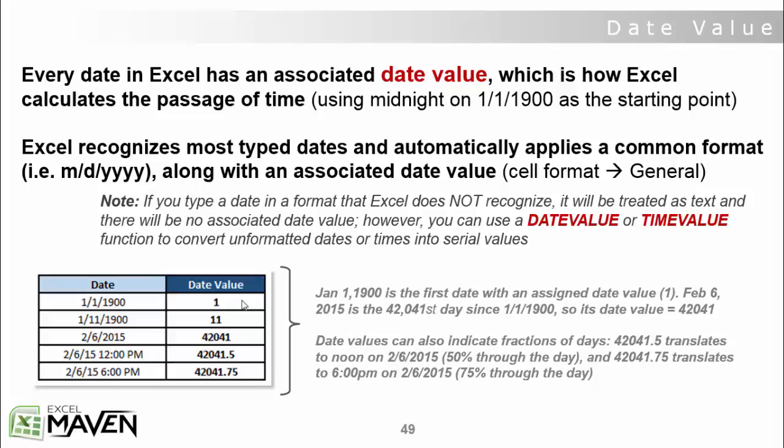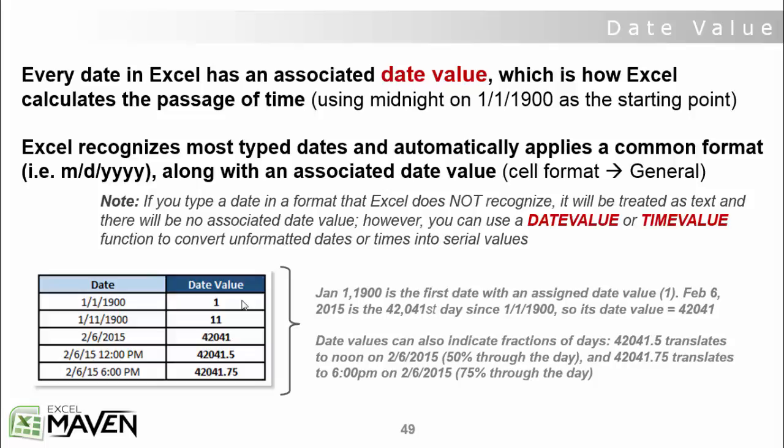So midnight on January 1st, 1900 is treated as, I guess, the beginning of time in Excel's universe. So January 1st, 1900 has an underlying date value of 1, and then every subsequent day beyond January 1st, 1900 has a date value one number higher. So January 2nd, 1900 has a date value of 2, and so on and so forth.